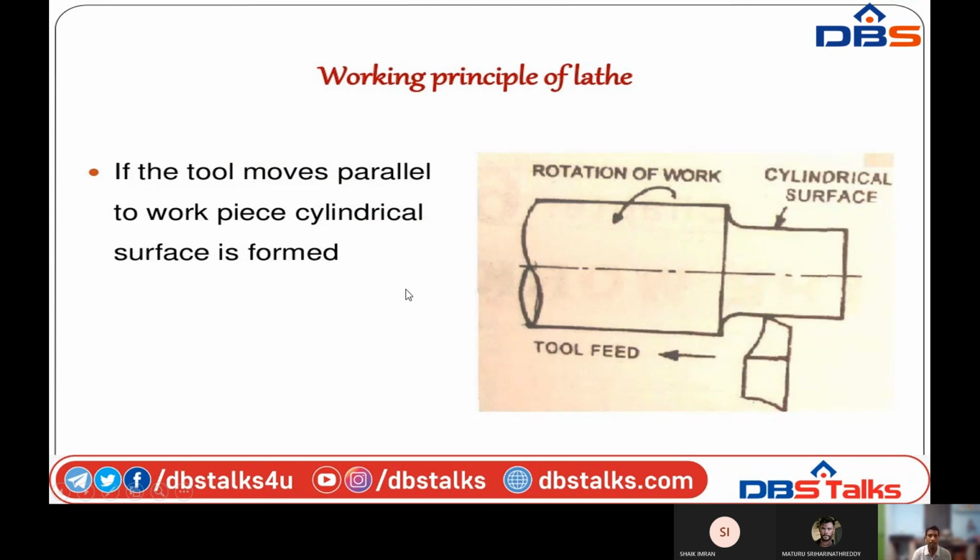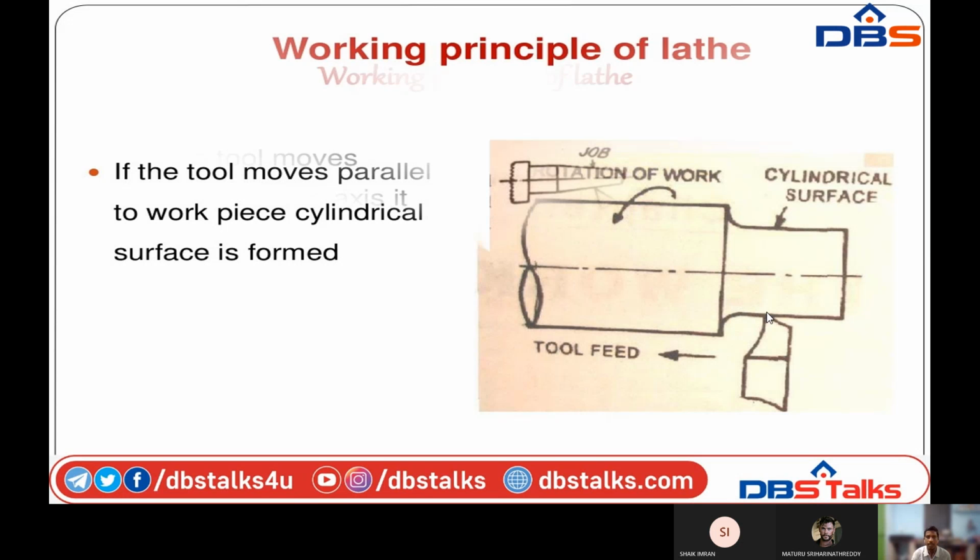Working principle of lathe. In this, if the tool is placed parallel to the workpiece, here I am showing the picture of the parallel setting of the tool facing the workpiece. Here, the tool moves parallel to the workpiece, and cylindrical surfaces are produced.